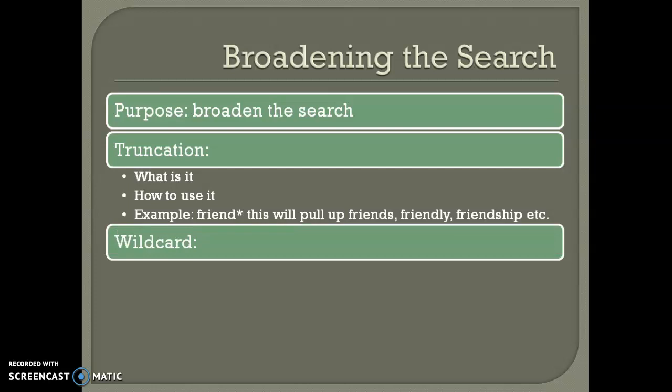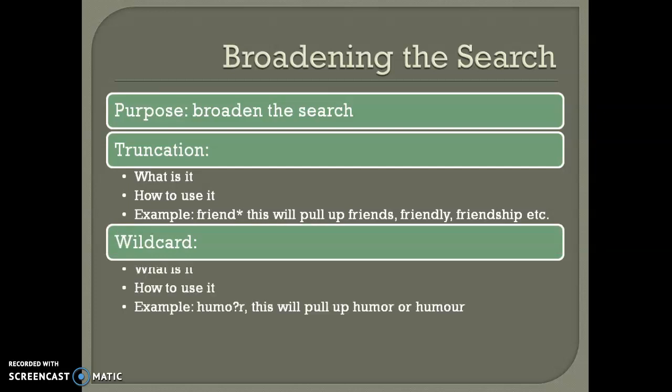The next tool is the wildcard tool. So what is it? Again, according to the Brown and Bell text, a wildcard is a symbol that stands in place of a single character, or in many cases, no characters at all. That symbol will stand in place of the character and will broaden the search by bringing up any word that the character could be in place of.